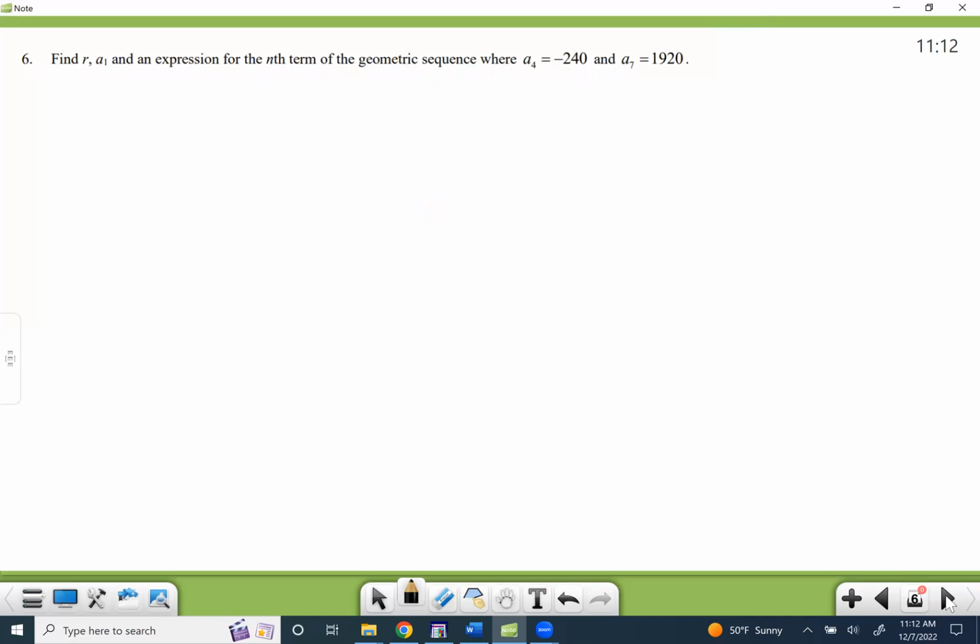All right, number 6, find r, a sub 1, and an expression for the nth term. So the formula that we have actually generalizes even more. So if we want to generalize this even more, then you can make all the ones become the letter m.